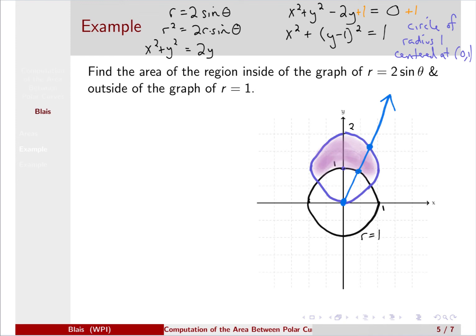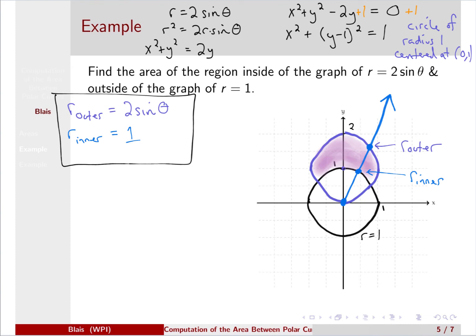And that will help us identify our r outer and our r inner. And we see from this that r outer is the circle centered at (0, 1), or 2 sine of theta, and r inner is 1. So this gives us our integrand. We now need to find the range for the angles.